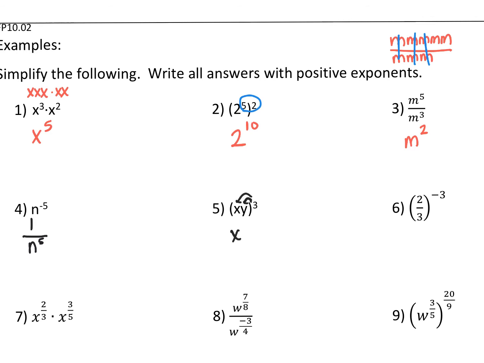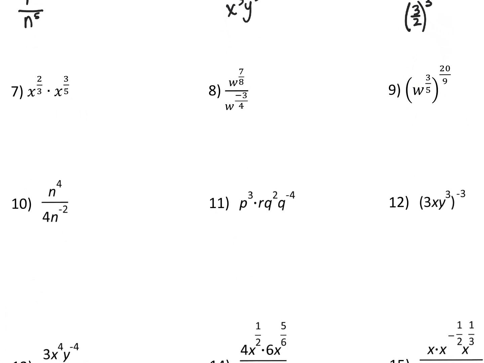On the outside, that has to go to everything on the inside. Okay, and then I've got this 2/3 to the negative 3. If you remember, we can either distribute that to everything inside, or we can make this reciprocal or fractional base and make this a positive exponent. So 3/2 to the positive 3. Our answers are going to be done if all of our exponents are positive and we've gotten rid of any duplicate bases. Okay, so let's look at a few more that are going to get a little bit trickier.